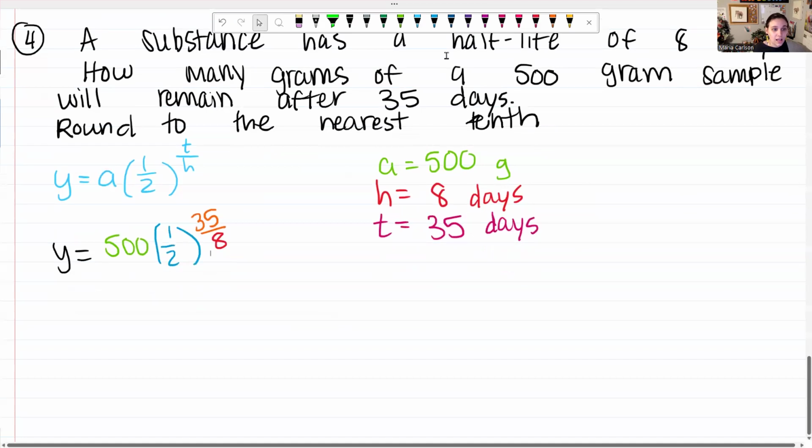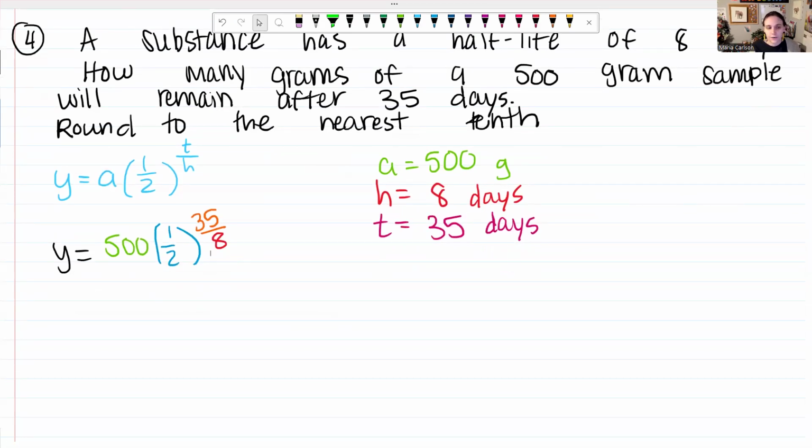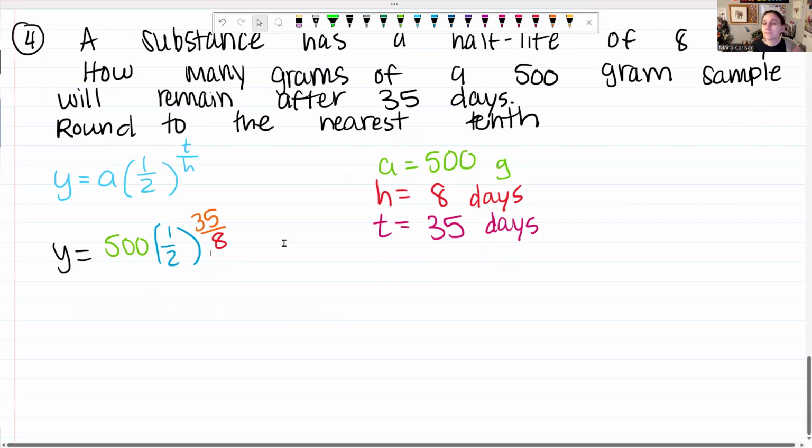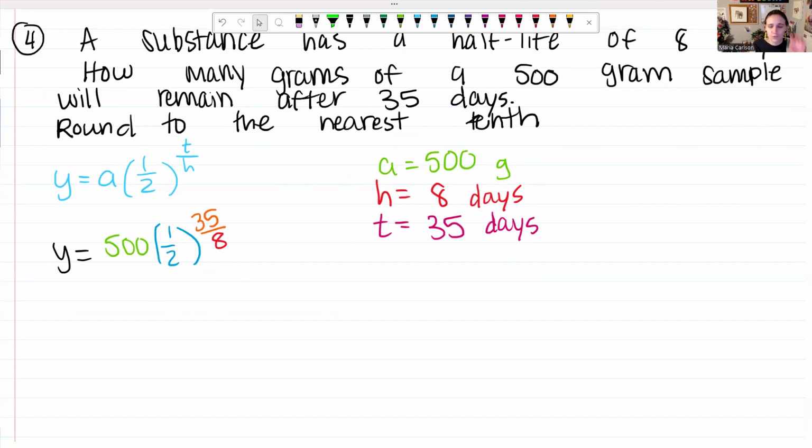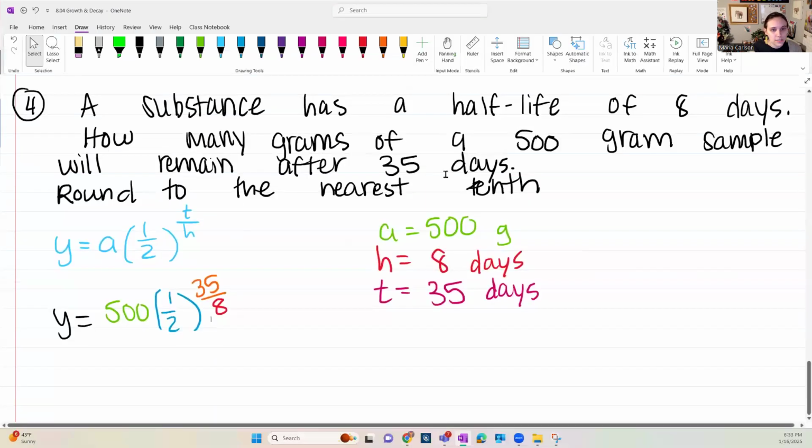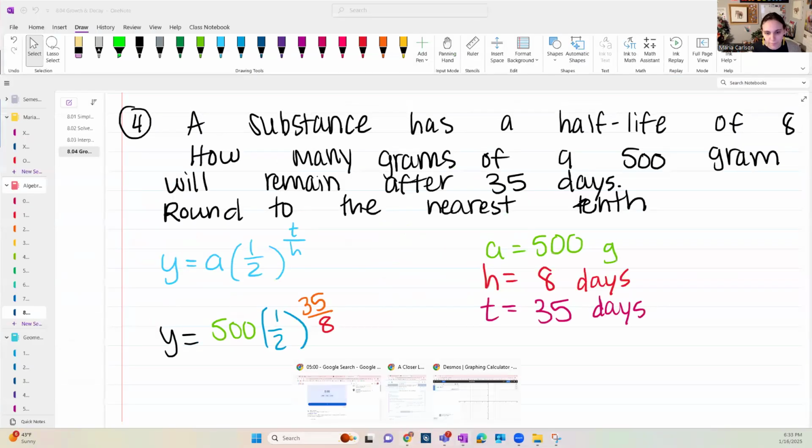When I put this into my calculator, because you can simply put this straight into your calculator, this will tell me how many grams are left. If it's dividing in half every 8 days, and we are waiting 35 days, essentially, how many times are we going to multiply it by 1/2? That's what the 35 divided by 8 is doing. The 35 over 8 is basically telling you how many times this half-life is going to happen if it's every 8 days. So let's put it into Desmos for the final time.